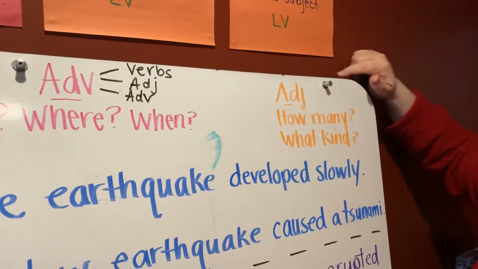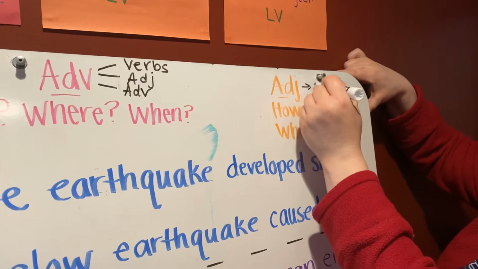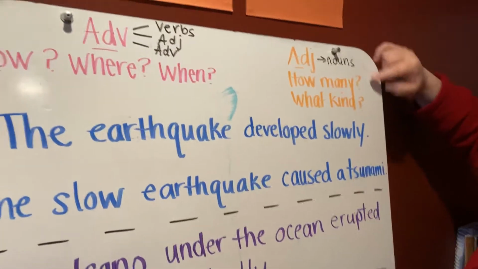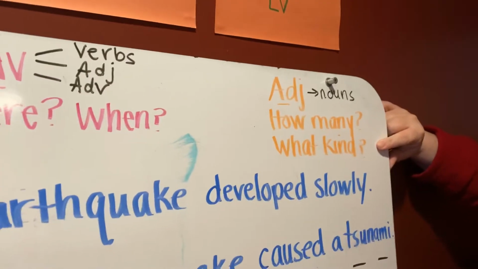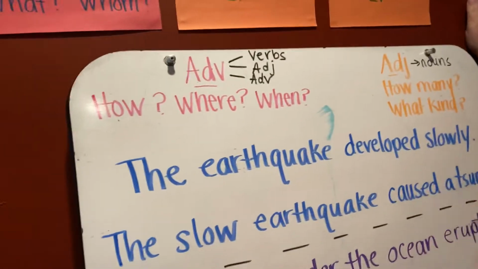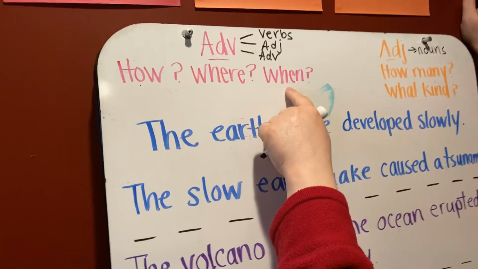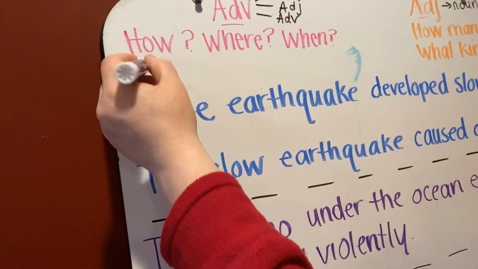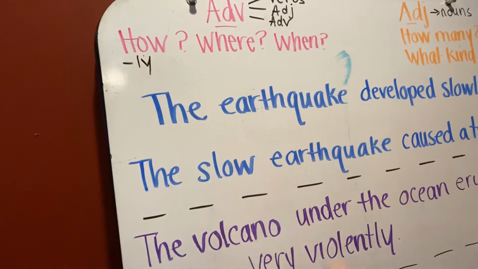And adjectives describe what? Nouns. Adjectives answer the questions how many or what kind. Adverbs answer the questions when, where, and how. And often when it answers the question how, the adverb is going to end in ly.